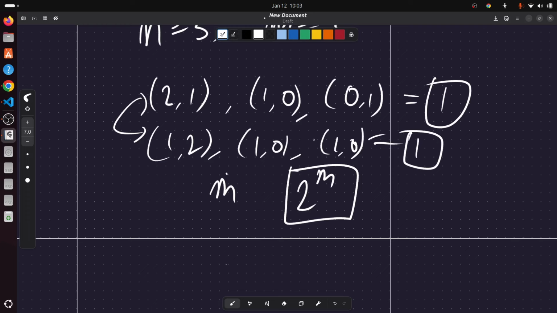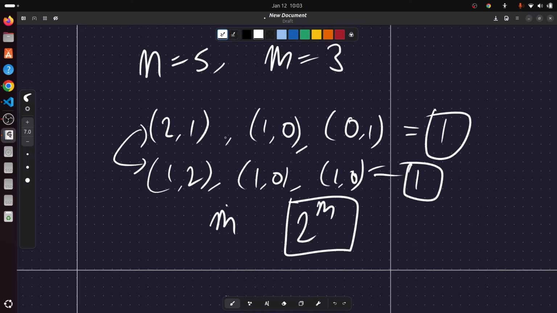So actually what I can do is, I will not look at all of these different 2 to the power m possibilities. I will only look at one of them. I will take the sum of only one of them and then I will multiply it by 2 to the power m at the end. Do you understand?